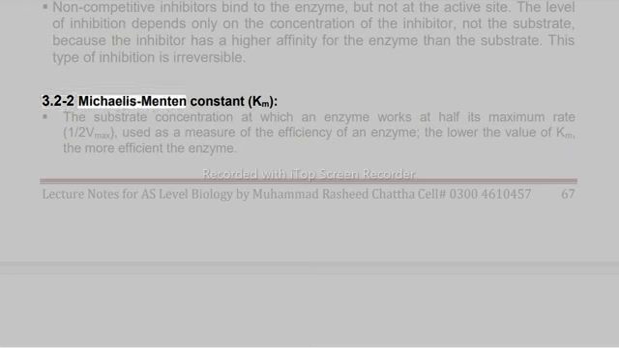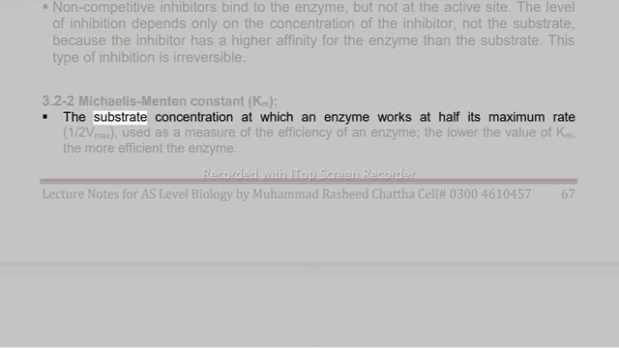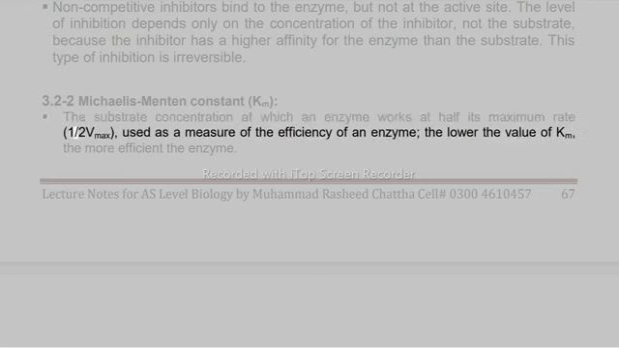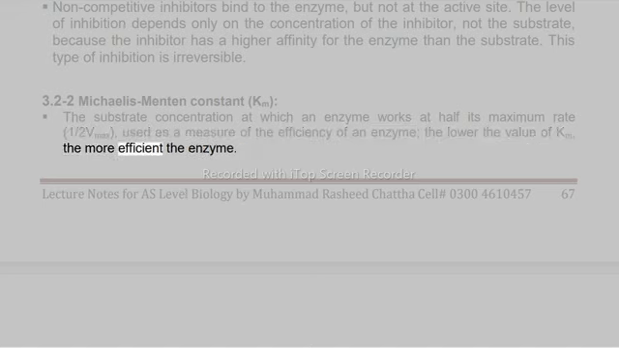3.2.2 Michaelis-Menten constant, Km. The substrate concentration at which an enzyme works at half its maximum rate, 1/2 Vmax, used as a measure of the efficiency of an enzyme. The lower the value of Km, the more efficient the enzyme.